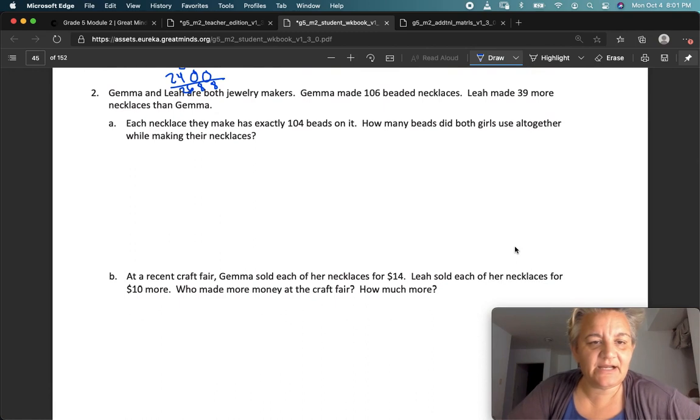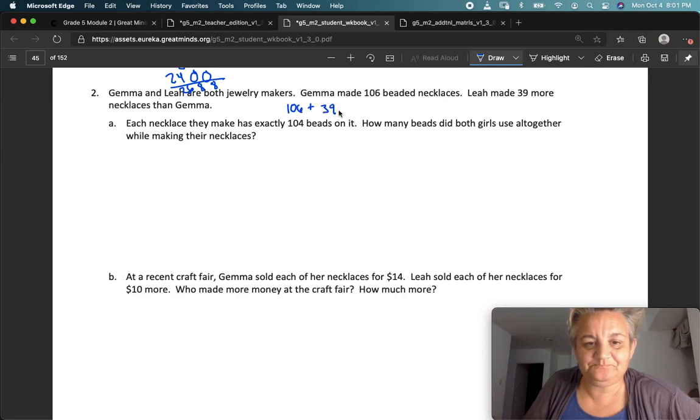Gemma and Leah are both jewelry makers. Gemma made 106 beaded necklaces. Leah made 39 more necklaces than Gemma, which means 106 plus 39 is 15, carry the 1 is 4, 145, okay? So Leah made 145 and Gemma made 106. Each necklace they made has exactly 104 beads on it. How many beads did both girls use all together while making their necklaces?